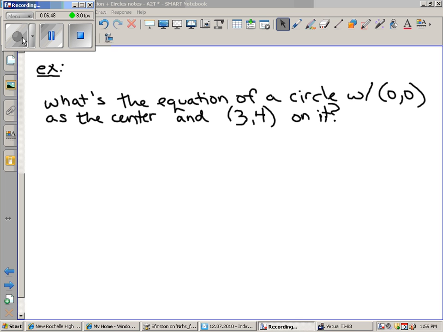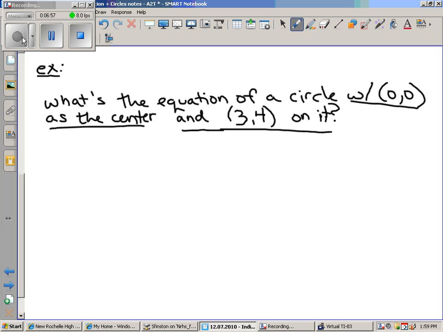Okay, so what's the equation of a circle with (0, 0) as the center, and (3, 4) on it? Now, Michael Dorman, a very, very smart person, genius, figured out this particular way to solve the problem. And I'm going to present it to you because all my other classes think it requires no work and it's so easy. And then I'm going to show you the other way that I always learned it.